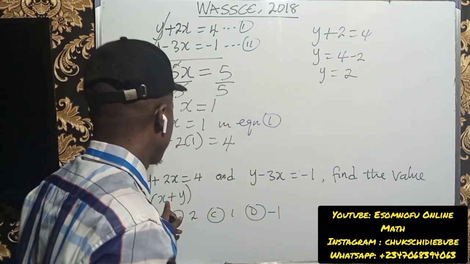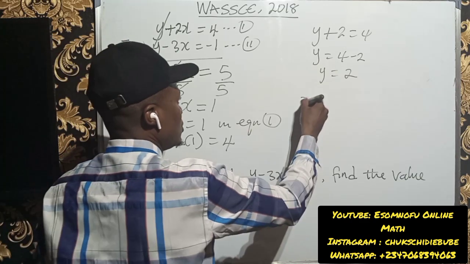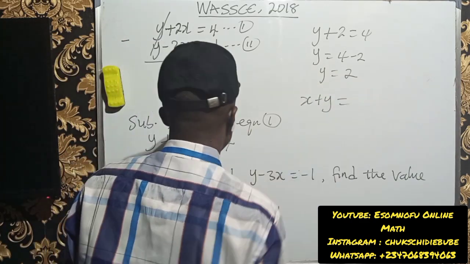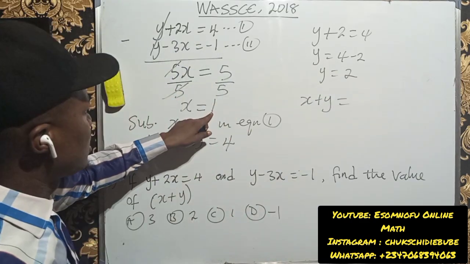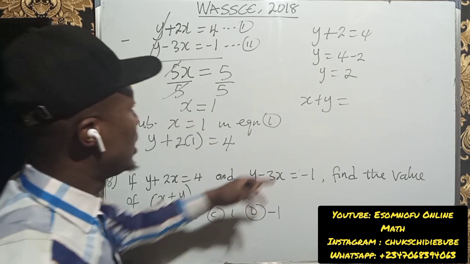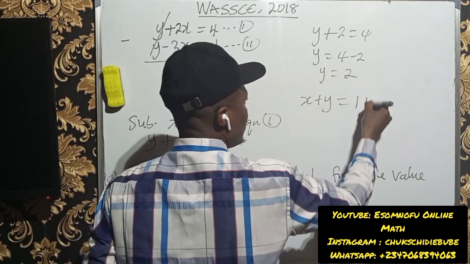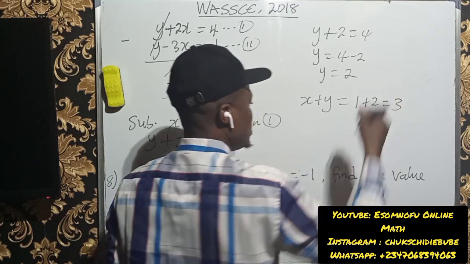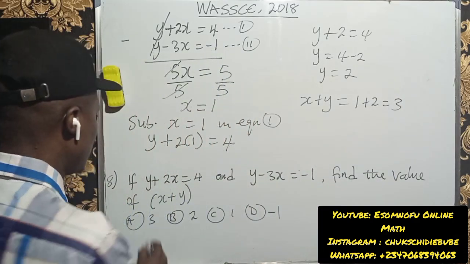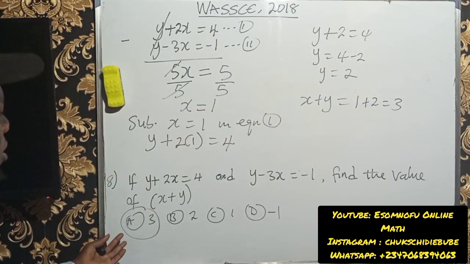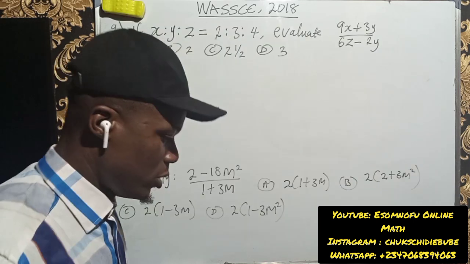But they want us to find x plus y. So x plus y means adding x and y. Already our x is 1, while our y is now 2. So it's going to be 1 plus 2, and 1 plus 2 is the same thing as 3. So the answer is option A. Okay, so let's take the next question.